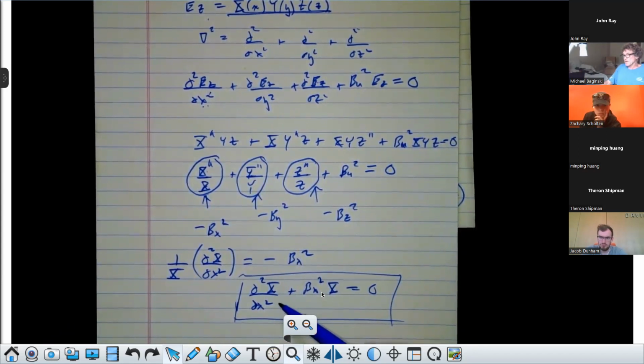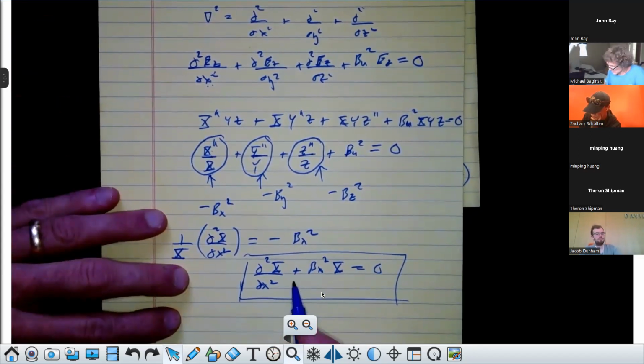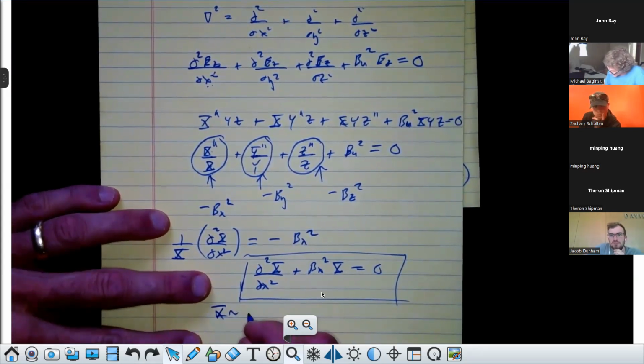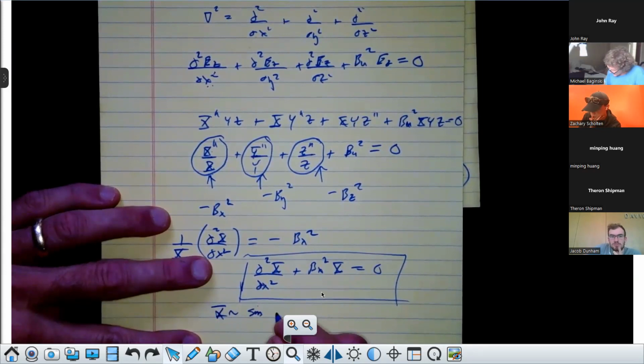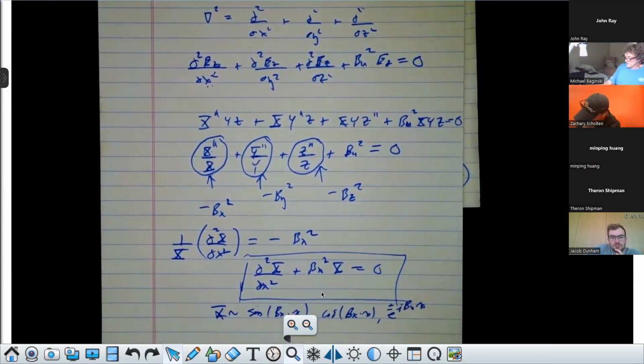X is representative of EZ. It's one multiplier on the possible solution of EZ. And this is a standard second order homogeneous differential equation. It has possible solutions, which can be either sine of beta x times x, or a cosine of beta x times x, or possibly e to the plus or minus j beta x times x. Any of these three could be the possible solution to this, and all three of them are solutions.